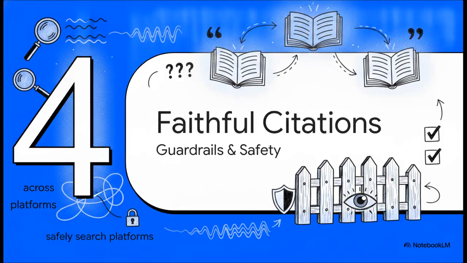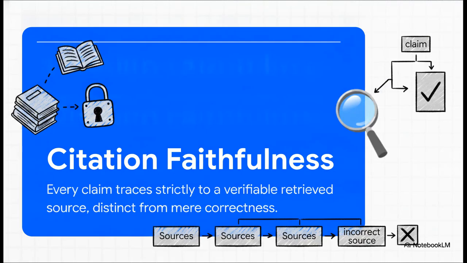All right, so we've got an agent that can safely and aggressively search across platforms. But how do we guarantee it's not just hallucinating? That brings us to Section 4, faithful citations and guardrails. Listen, in the enterprise space, an uncited answer is a useless answer.